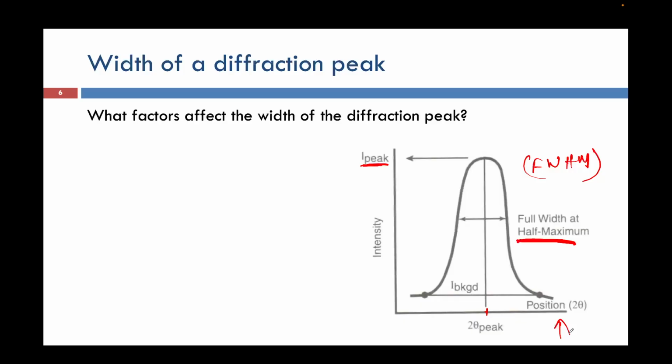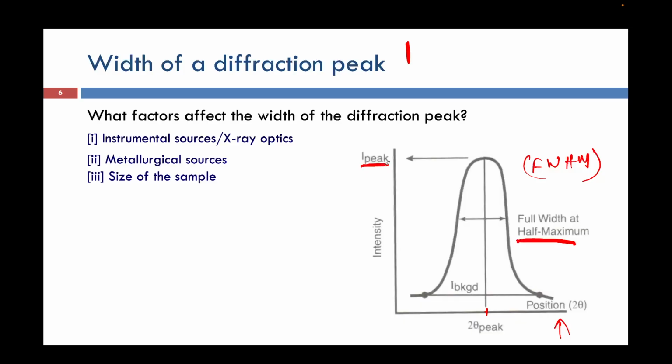We will not be able to get a singular line peak. Why? Because of experimental constraints, we will not be able to get a single line. Rather, we will always get some kind of peak with some width associated with it, and some intensity at the maximum also associated with it. So what factors eventually affect the width of the diffraction peak?